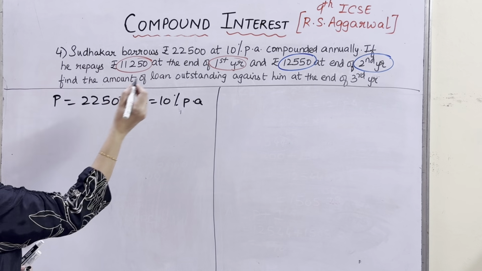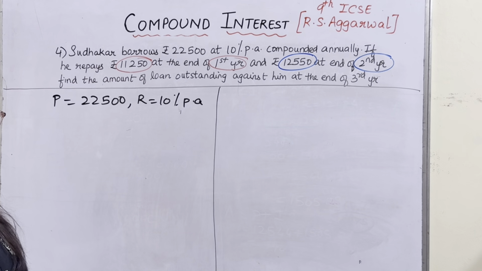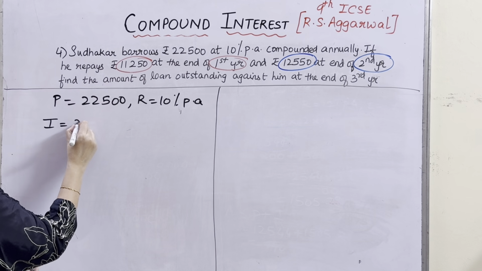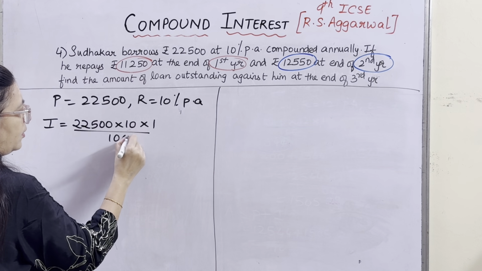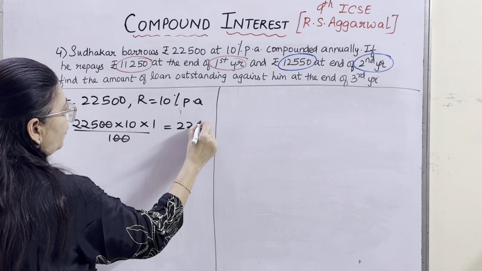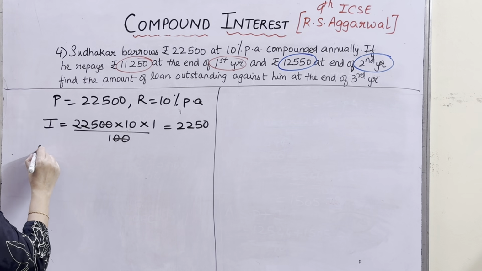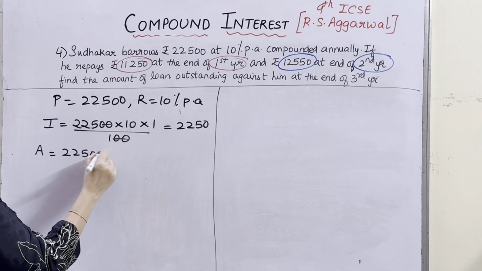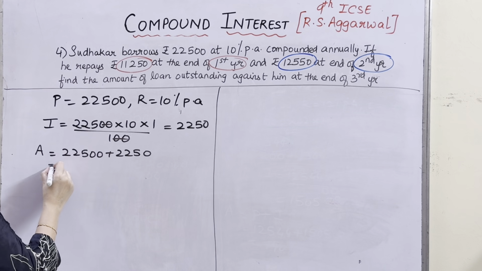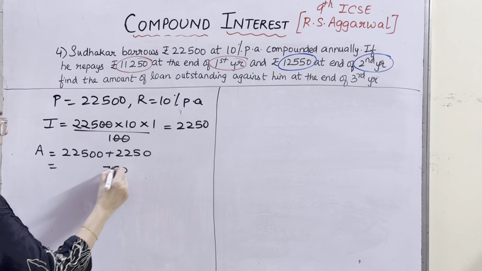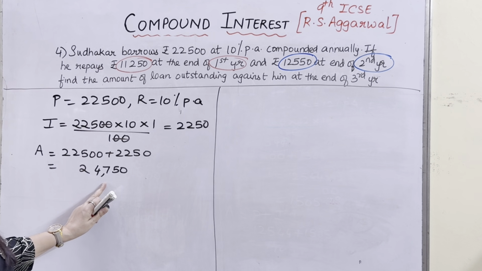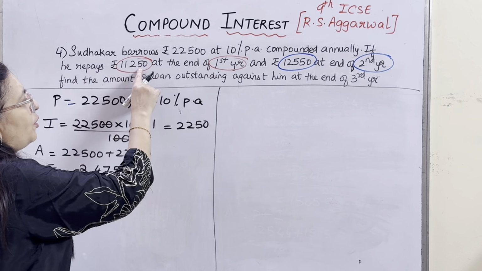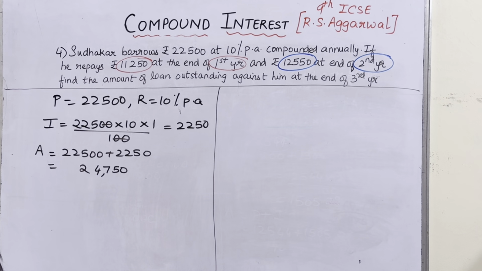So first let's find the interest. Since he is repaying at the end of first year, you will take the time to be 1. So I is equal to 22,500 into 10 into 1 upon 100. So interest is 2250. Okay. What is the amount? Amount would be principal plus interest, right? Which is equal to 24,750. Okay. This is the amount that he should pay. But how much is he paying at the end of 1 year? It is only 11,250.